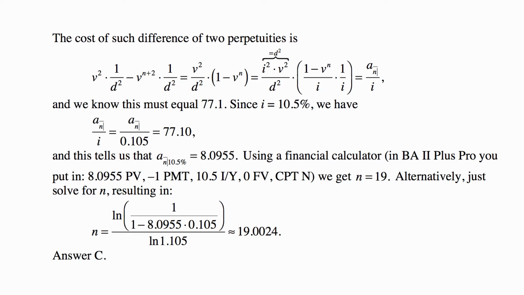Alternatively, you can just solve for n. You know that a angle n is 1 minus v to the nth over i, and i is 10.5%, so that n will be the natural logarithm of 1 minus 8.0955 times 0.105, the whole thing divided by the natural logarithm of 1.105, and that comes out to be almost exactly 19. Either way, we get 19, so that's the answer C.